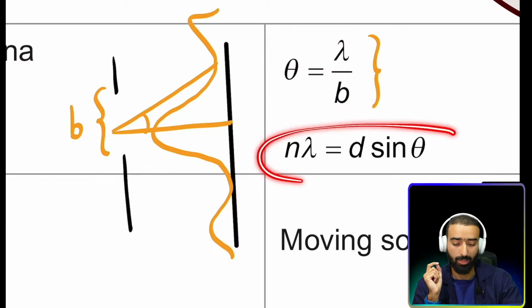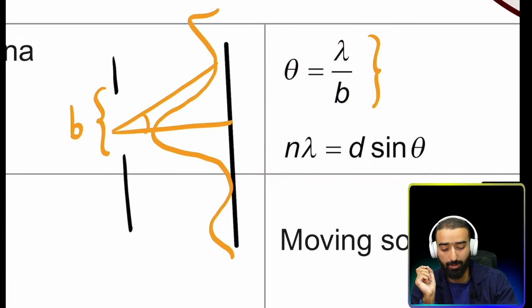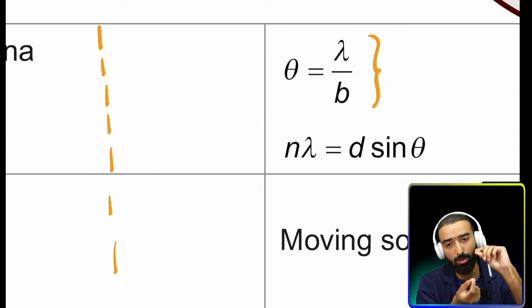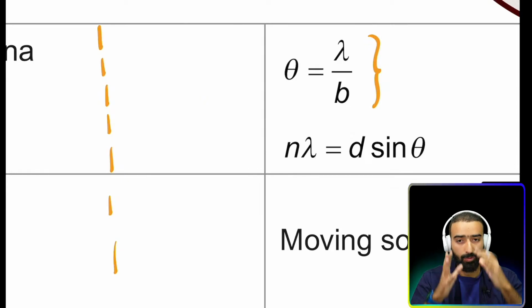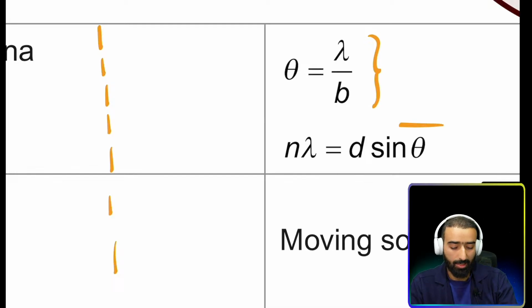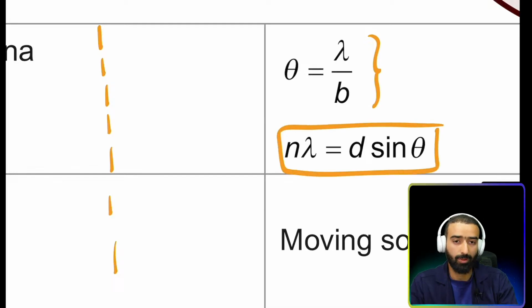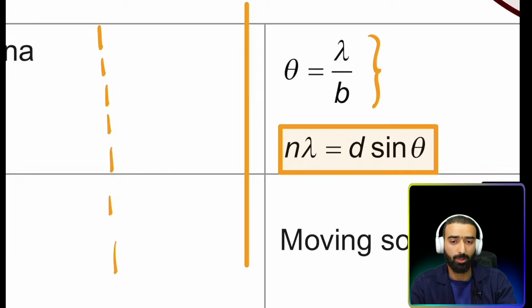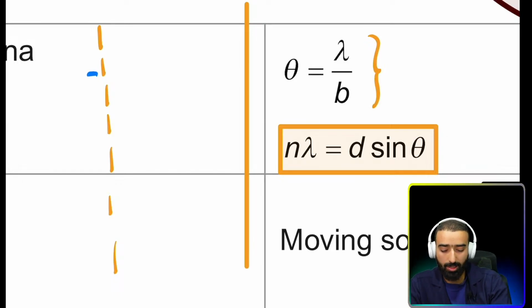What about this one? This one is for a diffraction grating. What's a diffraction grating? It's literally multiple holes in a slit, like we have multiple slits, and this equation is going to give you the constructive interference, the places you're going to see bright spots. So what's d in this equation? d is this separation.